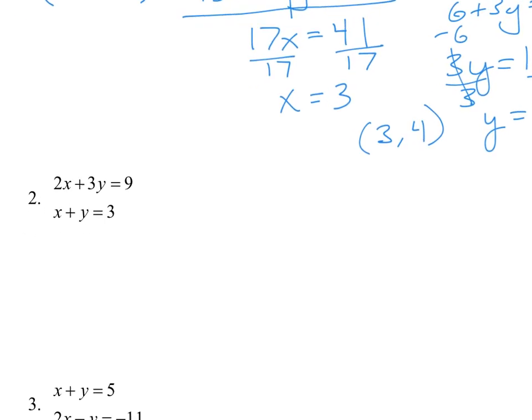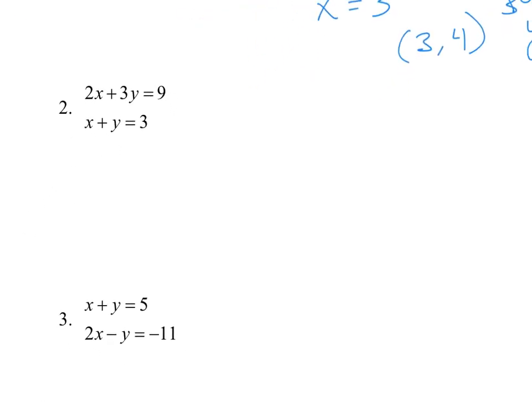Okay, and now we're on to number 2. Now, I could multiply this by either -2 or -3, depending on which one I want to get rid of. Since I've done y a lot, gotten rid of y a lot, I'm going to do it on the x. So I'm going to multiply this equation by -2. Plus, it's a slightly smaller number than 3. Okay, so this gives me 2x plus 3y equals 9, and a minus 2x minus 2y equals -6.